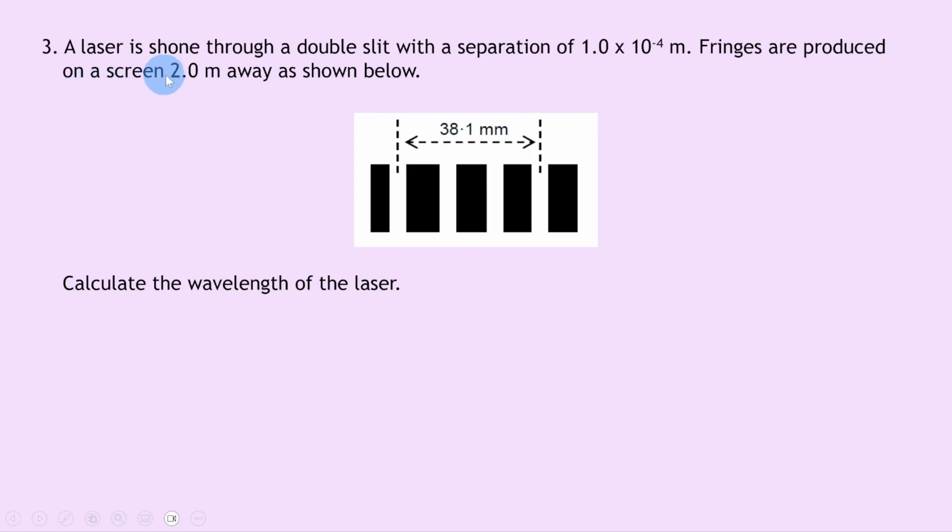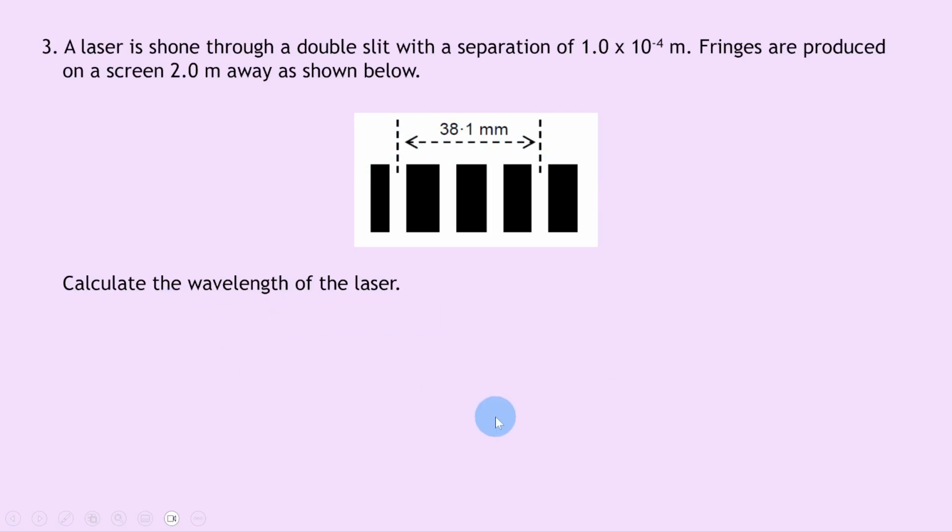Lastly, question 3 says a laser is shone through a double slit with a separation of 1.0 times 10 to the minus 4 meters. Fringes are produced on a screen 2.0 meters away as shown below. Now these black rectangles represent our fringes, and you can see we've got a measurement of 38.1 millimeters across multiple fringes. It then says calculate the wavelength of the laser.